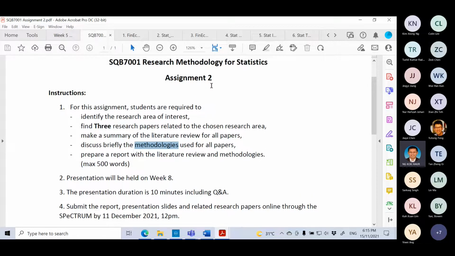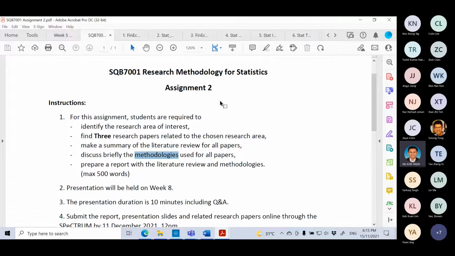We'll do it in week number 8. If you have any questions, you can also ask me next week or the following week. Our objective in this second part is to use research papers, identify the 3 papers, do the literature review, and finally the methodology.